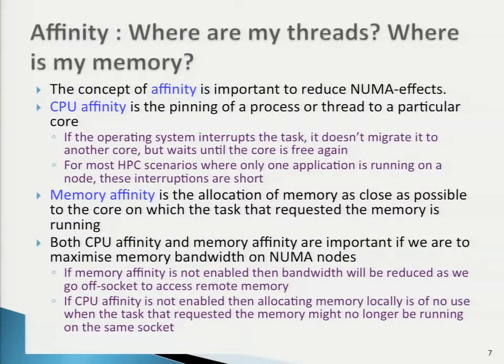Because if the memory affinity is not enabled, the memory bandwidth will be reduced because we are constantly fetching memory from another NUMA domain. So we would have to transfer information over the QPI or the HyperTransport link. And if CPU affinity is not ensured, then you might lose memory locality. Even if you originally had memory locality, if your threads start migrating to another NUMA domain, you will no longer have memory locality.